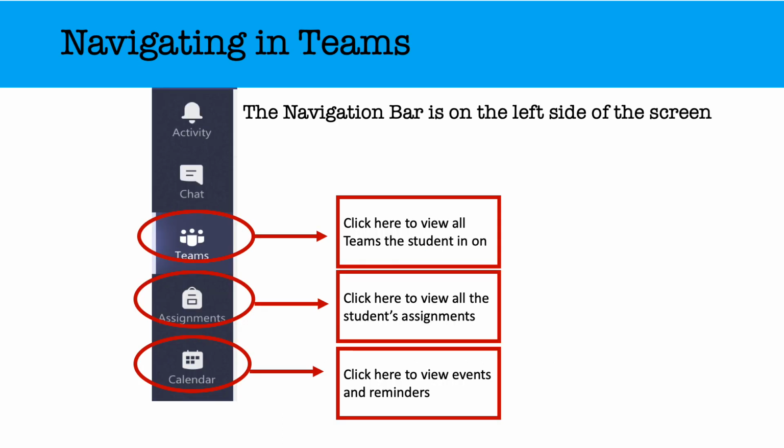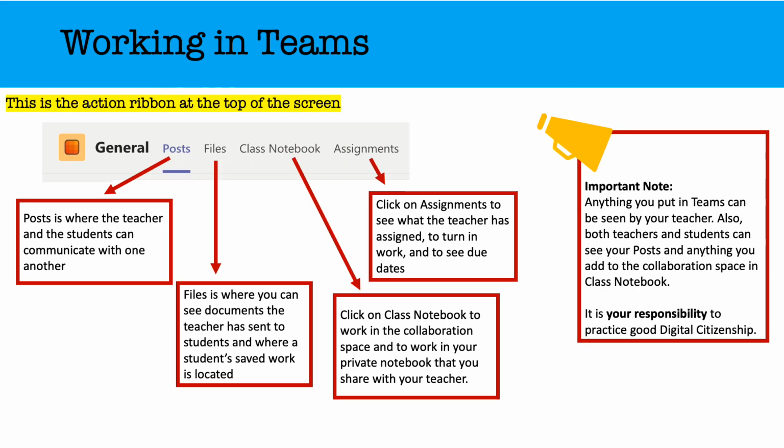When you open Teams, you'll see on the left-hand side a navigation bar. Where it says Teams, that's where you can click and see all of your teams that you belong to. Assignments is a quick way to look at all the assignments due for all the teams that you're in. And then your calendar shows you due dates and important events. At the top of the screen, you'll see an action ribbon.